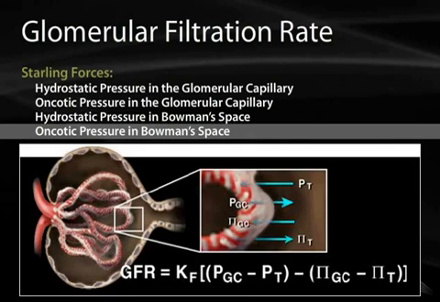The two forces opposing filtration are the sum of the oncotic pressure in the glomerular capillary, which is going to pull fluid into the glomerular capillary or prevent fluid from leaving the glomerular capillary, and the hydrostatic pressure in Bowman space, which again is going to prevent fluid from pushing through into Bowman space.